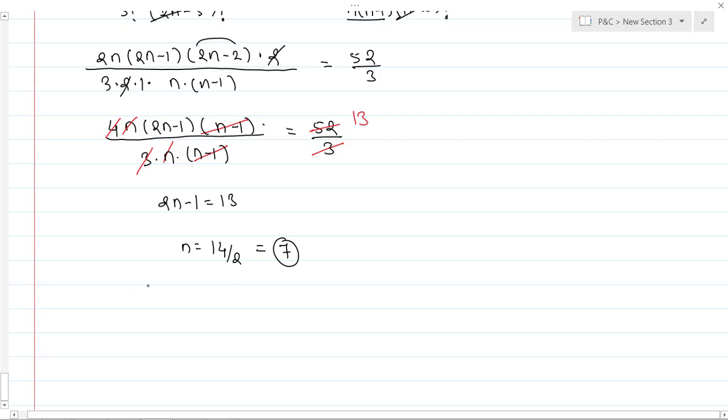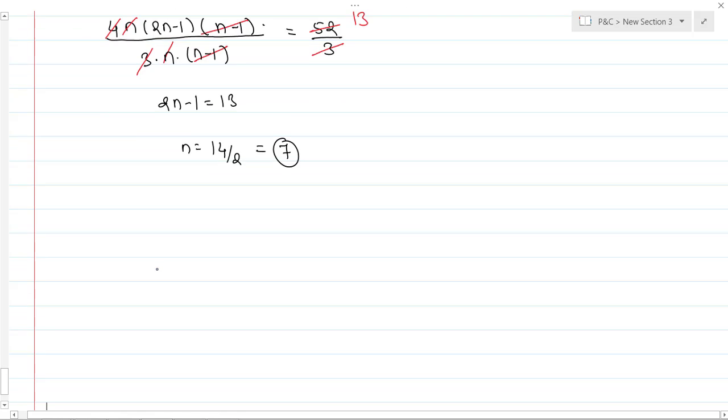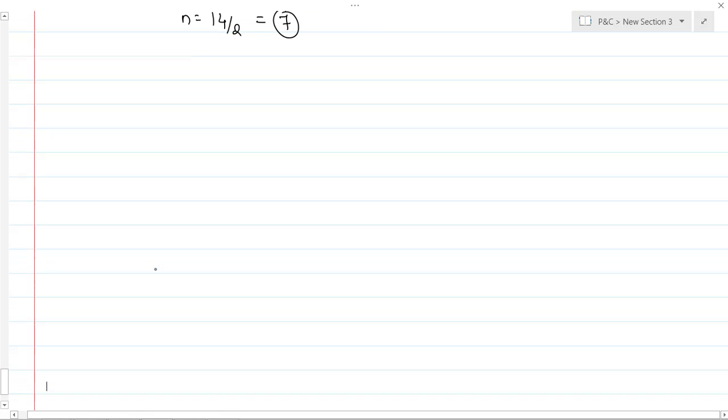Question number C. Remember that concept, that we have to go from larger to smaller. So C is again nC(n minus 3) equal to 84. Then find the value of n.